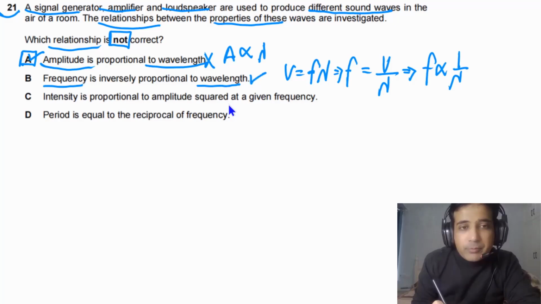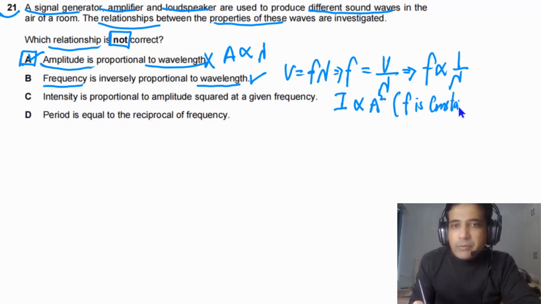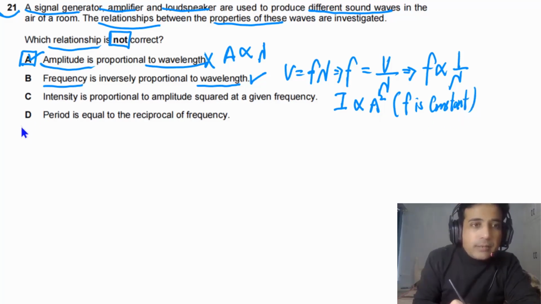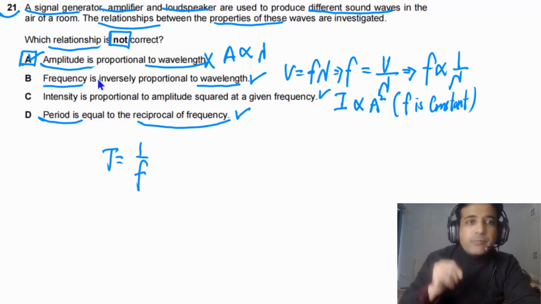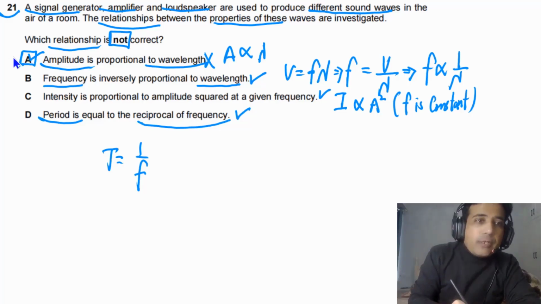Option C: intensity is proportional to amplitude squared at a given frequency. Yes, this is also true. Intensity is directly proportional to amplitude squared if frequency is constant. If we keep the frequency of the wave constant and increase amplitude, intensity will increase. And for option D, it is given that time period is equal to the reciprocal of frequency. This is also true, T = 1/f, so this option is also correct. So our answer is A, because A is incorrect and we need to find the incorrect option.